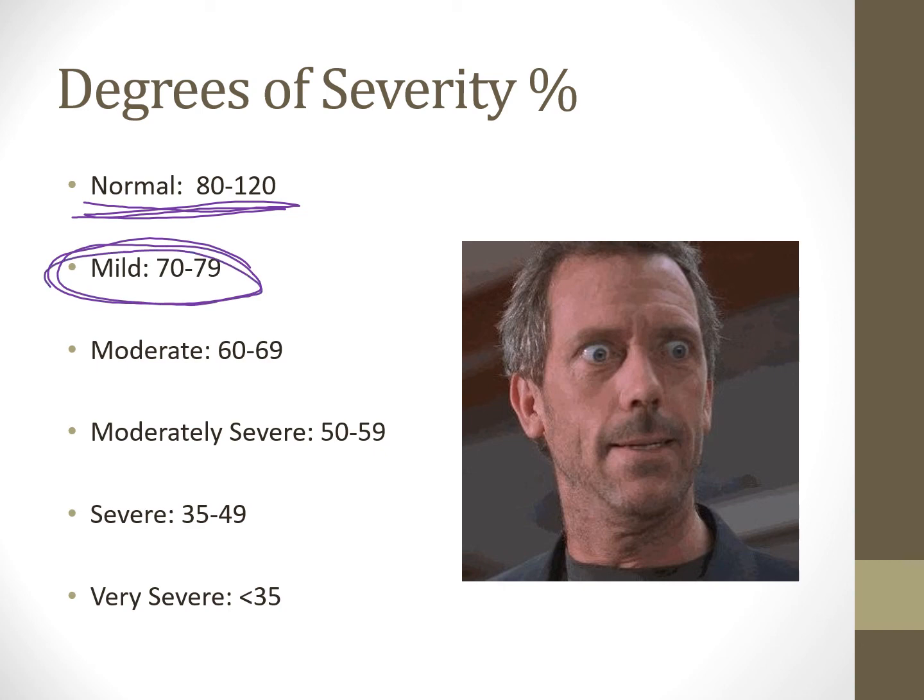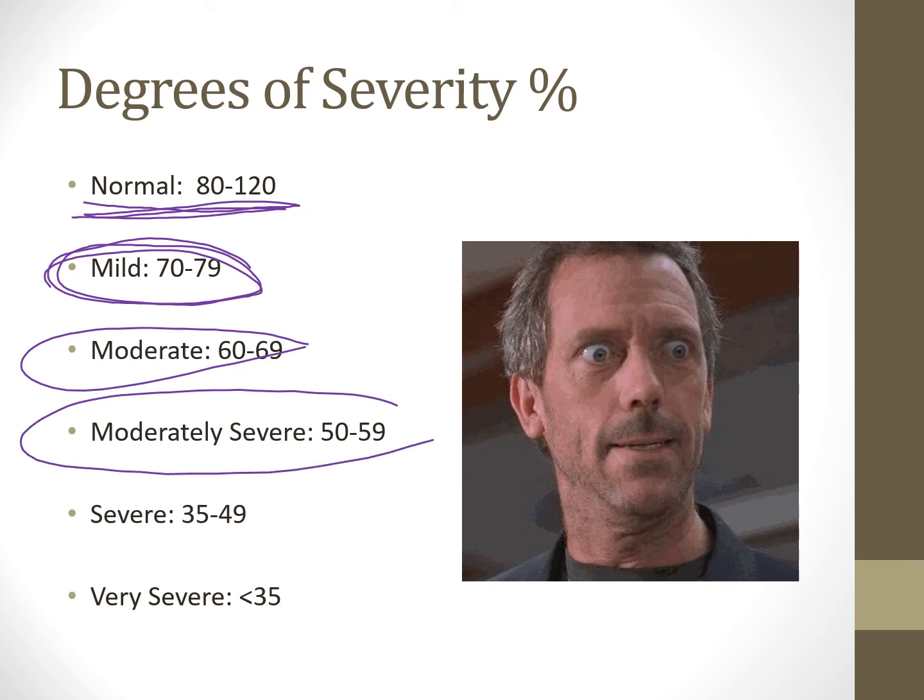Because we're looking at volume, right? Volume and capacity is restrictive. Flow rate is obstructive. So in the restrictive category, this patient would have a mild restrictive disorder, right? So then that determines the severity. This patient has a mild restrictive disorder, or 60-69 would be moderate, and so on and so forth. Very severe, I've seen that before.